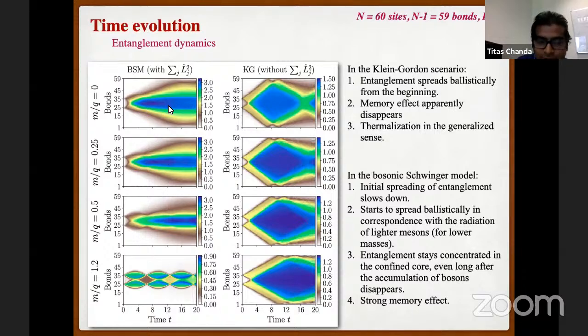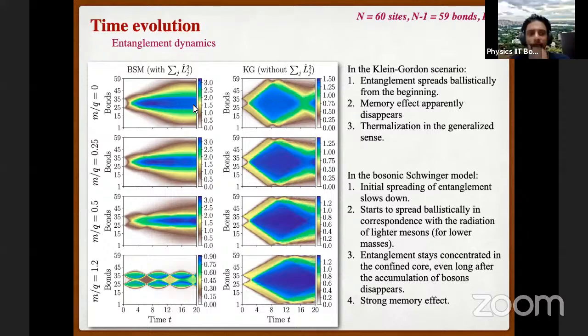And also, in the massless region, we had seen that the concentration of confined bosons disappears up to time t equal to 10, say. However, the entanglement leaves a strong footprint of the confinement because it is strongly concentrated only in the central region. So it has a very strong memory effect, and it already shows a signature of the lack of thermalization.